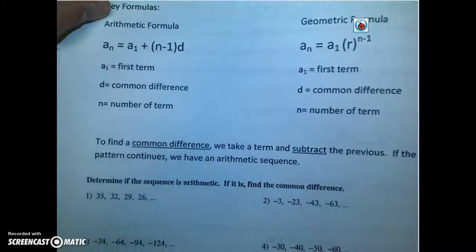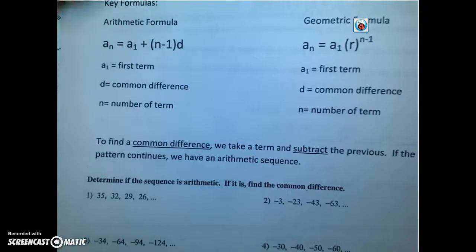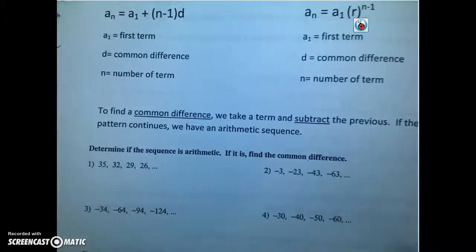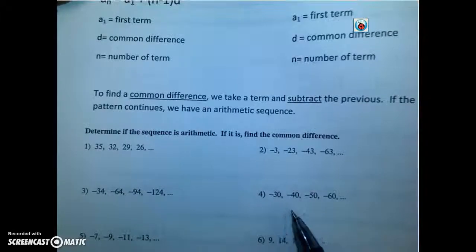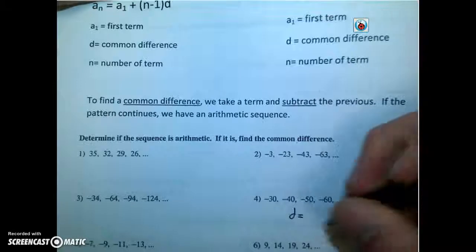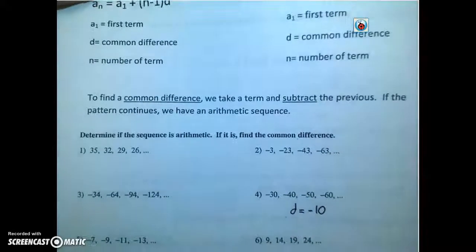Okay. So it says, is the sequence arithmetic? If it is, find the common difference. So you're looking through these: am I adding or subtracting the same thing over and over again? If we are, let's say, for example, you look at number 4, it looks like I'm decreasing by 10 each time. So we say, hey, this is arithmetic. I've got a common difference of negative 10.